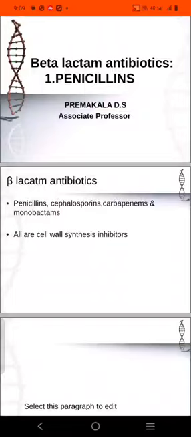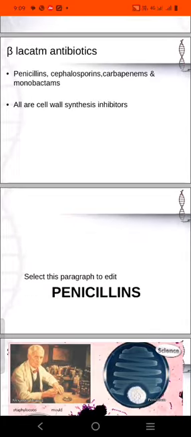So today we are going to see about beta-lactam antibiotics. So what do you mean by this beta-lactam? These are the compounds having beta-lactam ring in their structure. The beta-lactam antibiotics are penicillin, cephalosporins, carbapenems, monobactam. All these are having beta-lactam ring in their structure, so they are called beta-lactam antibiotics.